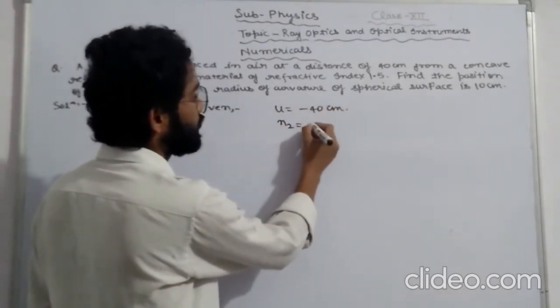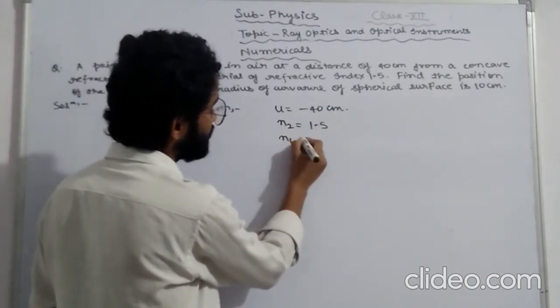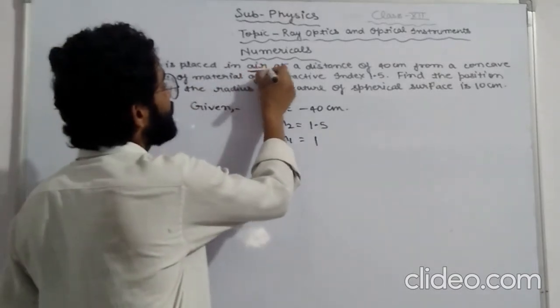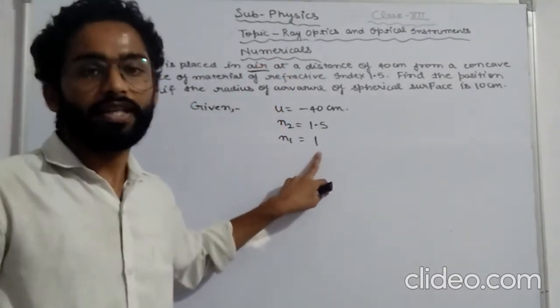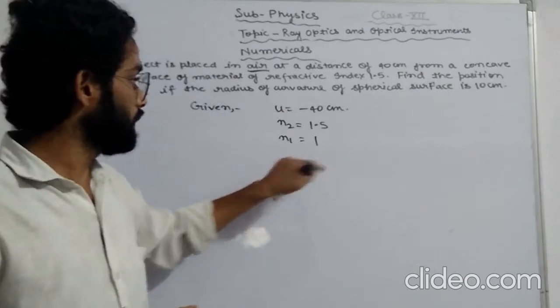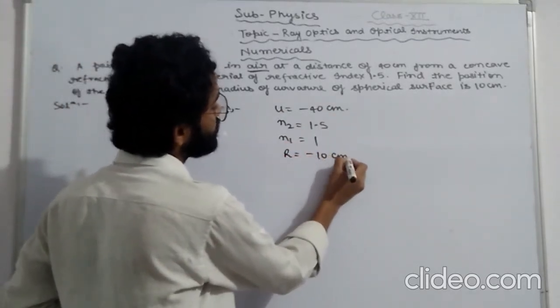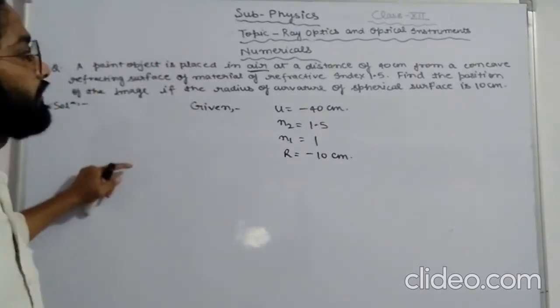N2 is given as 1.5 because N1 is given as 1. Because the refractive index of air, since it is kept in air, is taken as 1. And what about R? R is given as minus 10 centimeter, because this one is a concave refracting surface.